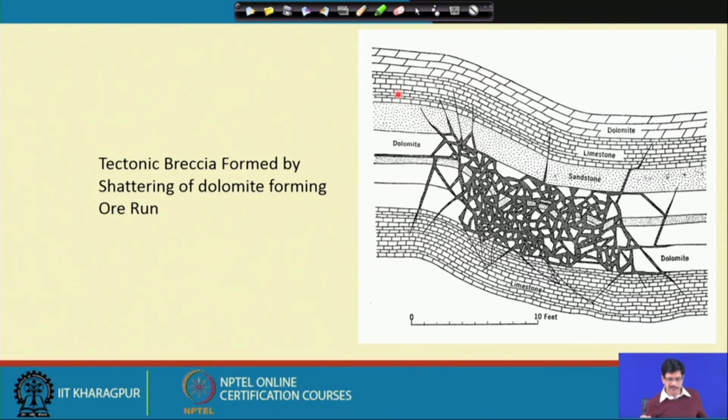This is a tectonic breccia formed by shattering of dolomite, forming what is known in mining geological terms as ore run.